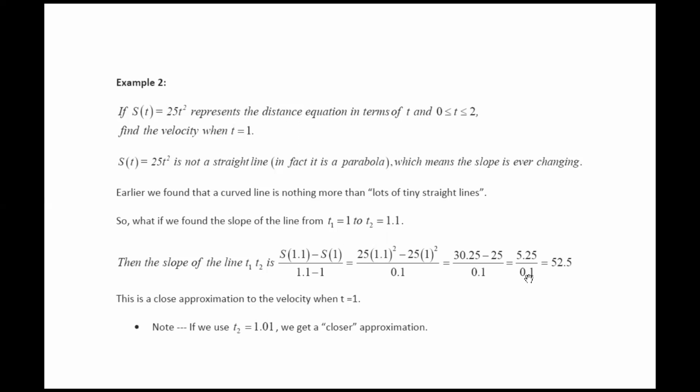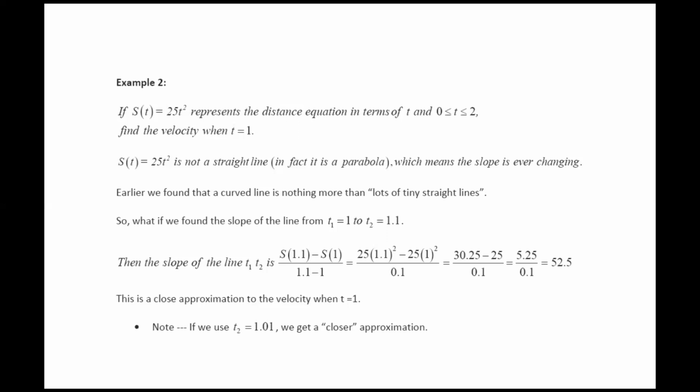Now 0.1 is 1/10, 1 over 10. And you know from study of fractions in elementary school that when you divide by a fraction, you invert and multiply. So we'll invert 1/10 and call it 10 over 1 and multiply times 5.25, which means move the decimal point 1 place to the right and we get 52.5. And that is what we call the approximation of the instantaneous velocity, the velocity at 1.